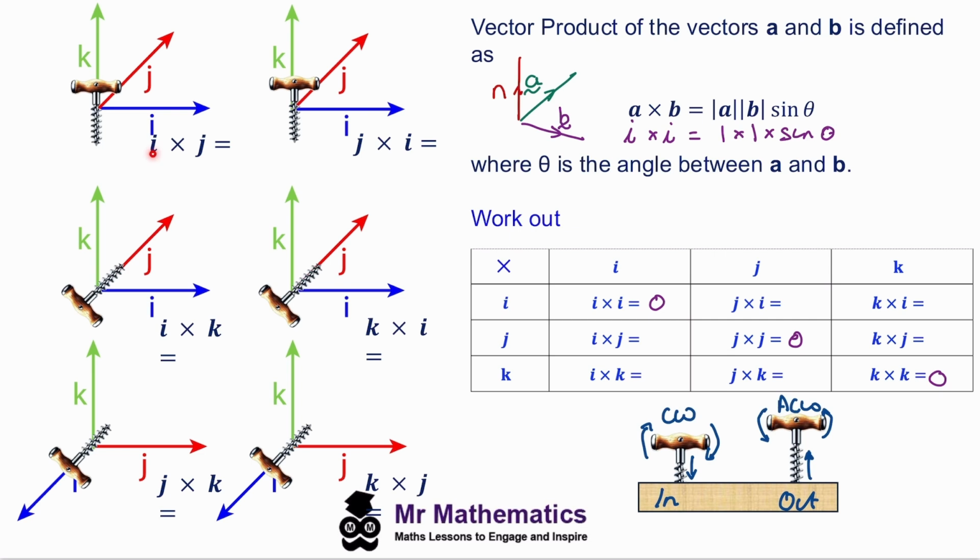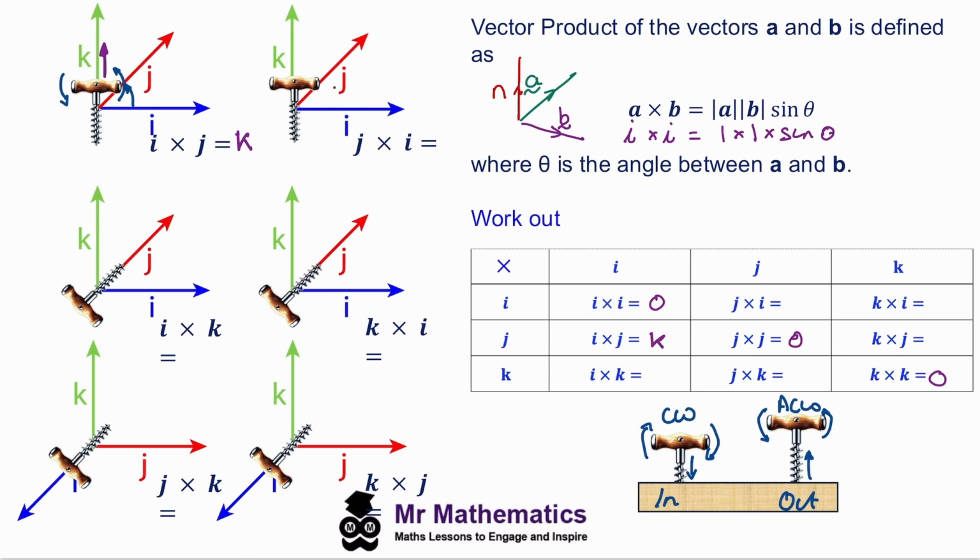So if we begin with I crossed with J, the angle between I and J, you can see, travels in the anti-clockwise direction. So we're turning the handle anti-clockwise. So you can see that the corkscrew will come out. It will travel in this direction. And the direction it travels is in the K direction. You can see that they're both going vertically upwards. So in this case, I crossed with J results in a direction of K. I'll include that in the table as well. I crossed with J is equal to K.